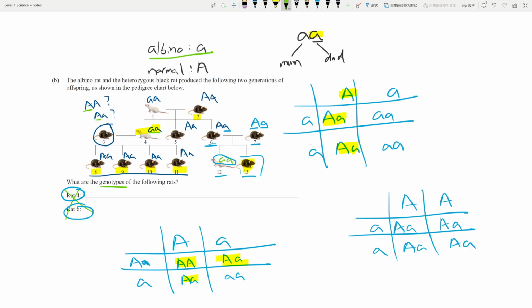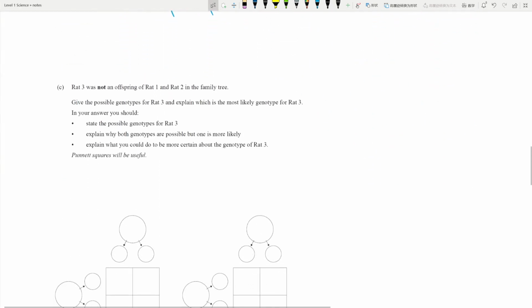Why do you get that? Because they look normal, so they have to have a capital A. This is why they have to have a capital A and they have to have a small a. Just using logic. Okay, now look at this.